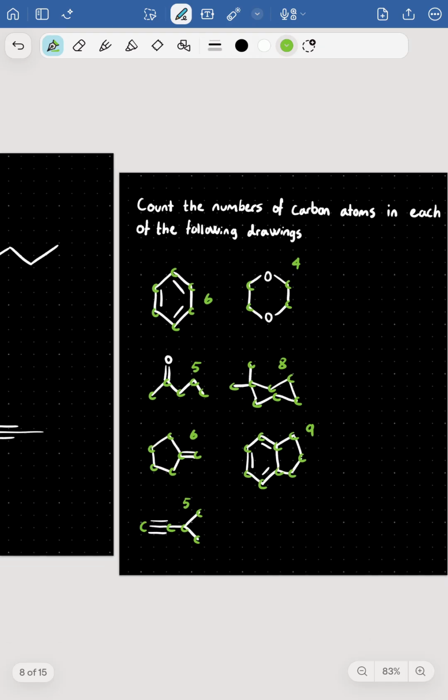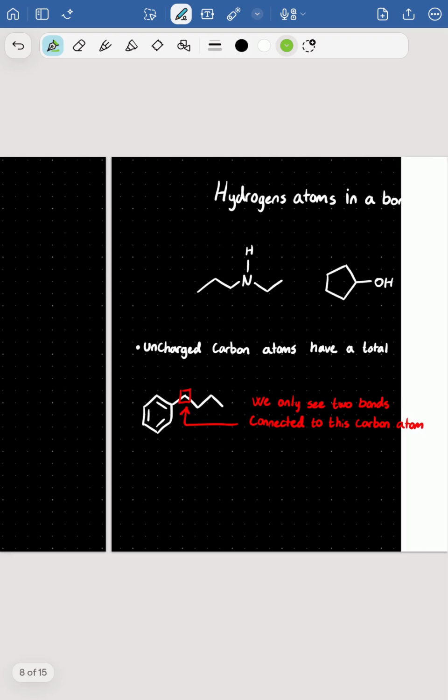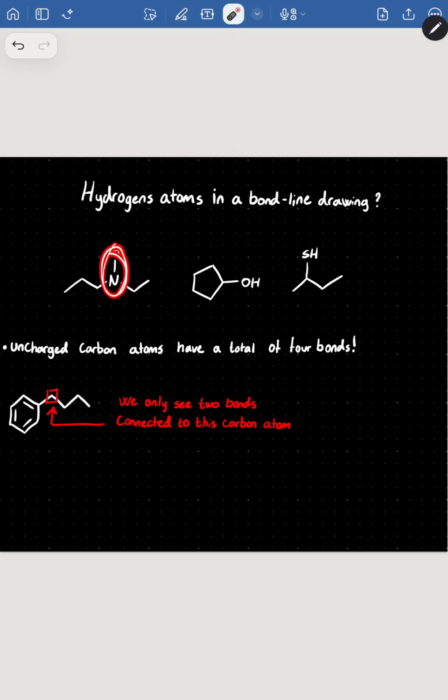Yes, so this is basically the exercise. You just have to count the carbon atoms. So that was that. All right, now that we've probably mastered counting carbons without crying, it's time for the next challenge: counting hydrogen atoms. And there's one rule you must remember: hydrogen atoms attached to atoms other than carbon must be drawn. I'm talking about atoms like nitrogen, an alcohol, and a thiol.